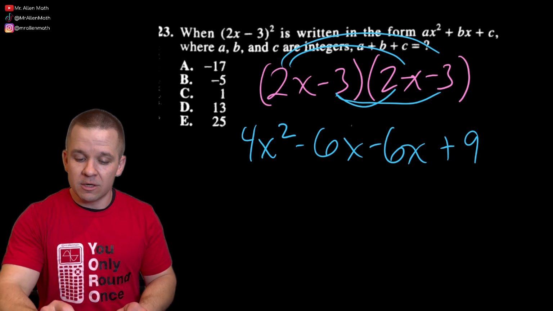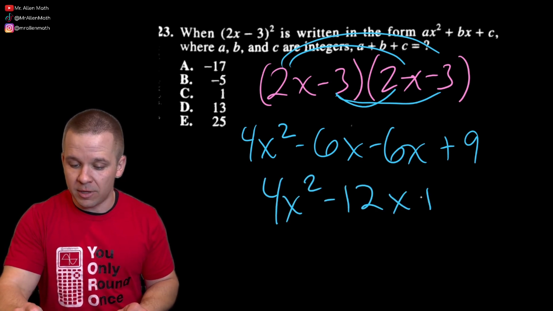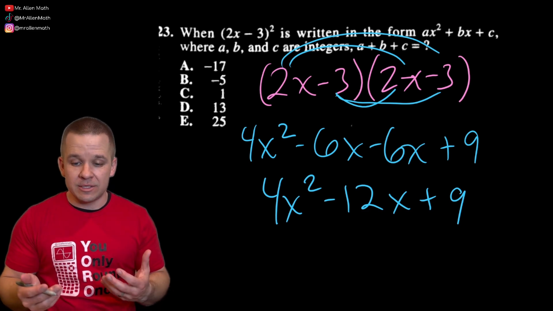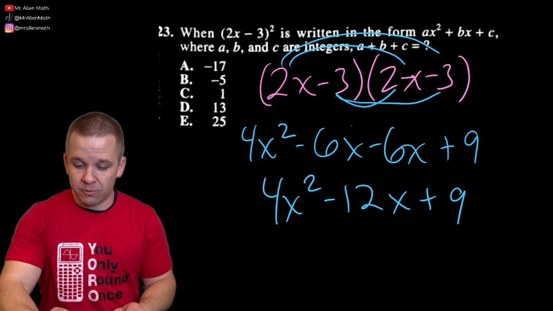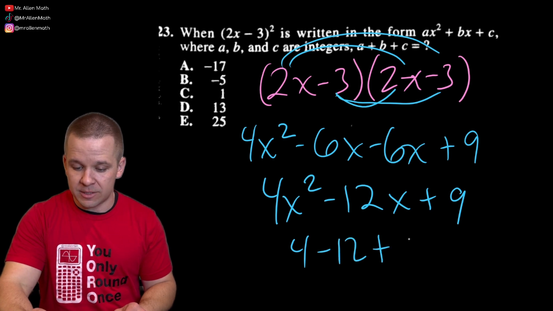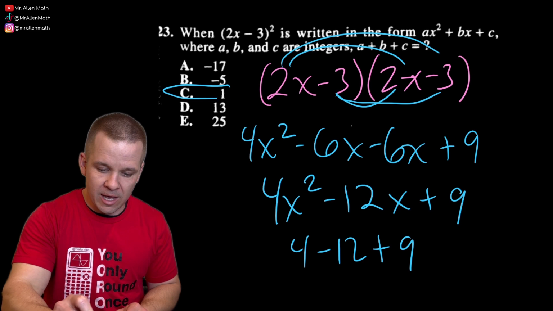Let's clean it up, combine our like terms. I get 4x squared minus 12x plus 9. And now it says, what's the sum of those 3 integers? So basically we're doing 4 minus 12 plus 9. Well, 4 and 9 gives you 13, minus 12 is 1, that is the answer.